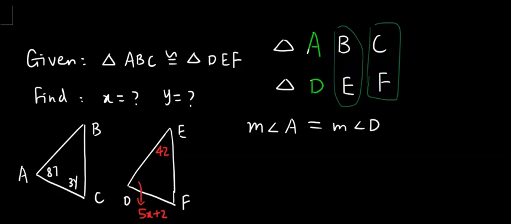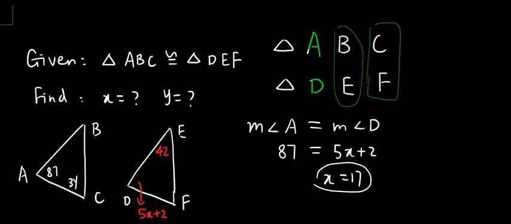Let's check, see if there's anything we can use. That's right, it's right here. Angle A is 87 and D is 5x plus 2. Pause this video, see if you can go ahead and solve for the value of x. We're going to minus 2 each side, then divide by 5 each side. So x is 17.